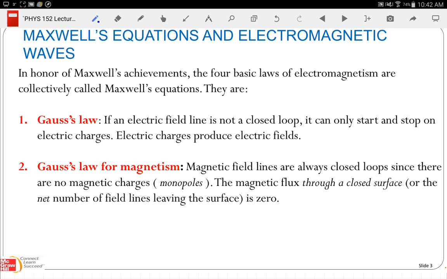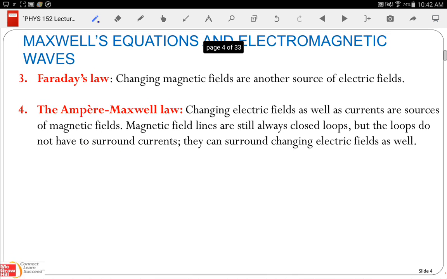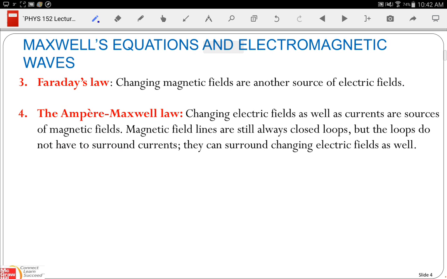So Gauss's law for magnetism, to you and me, meaningless. To deeper physics work, meaningful. The last two, Faraday's law.